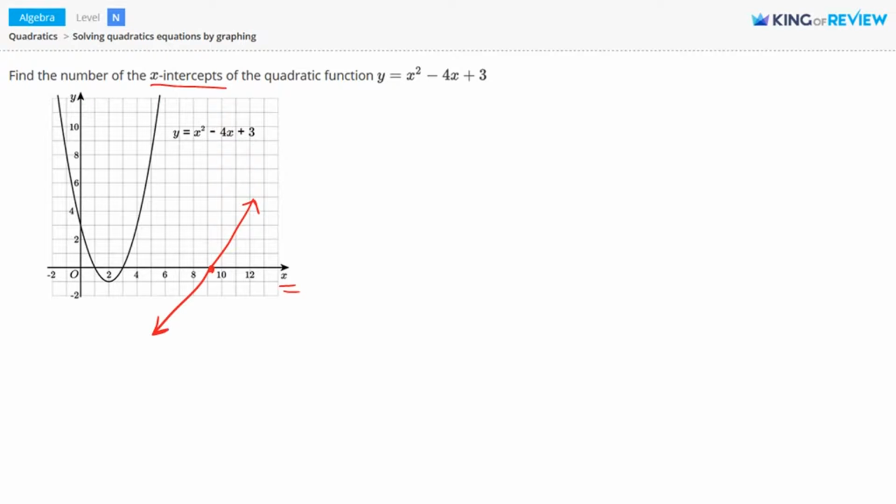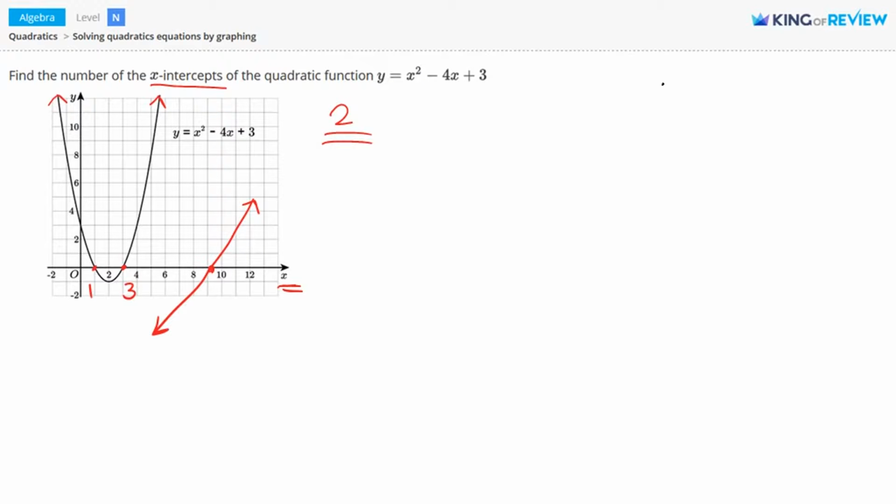So when we look at our function here, which is a parabola, where does our function cross this x-axis? Well, it crosses at 2 points. One point is right here, which is at 1, and the other point is right here, which is at 3. So it crosses 2 times. So we have 2 x-intercepts. That's our answer here. We can also solve this problem algebraically.